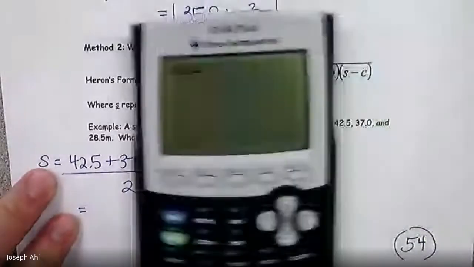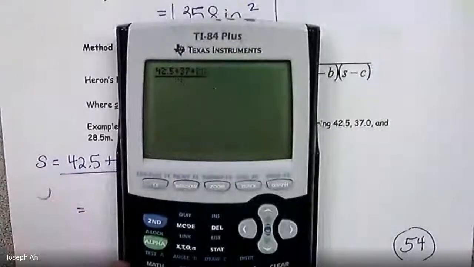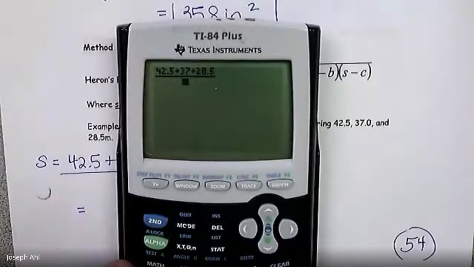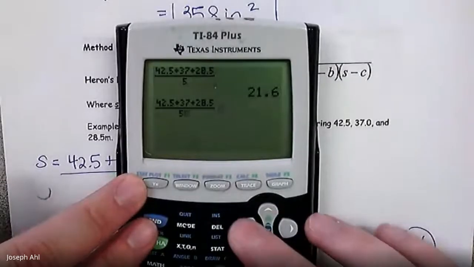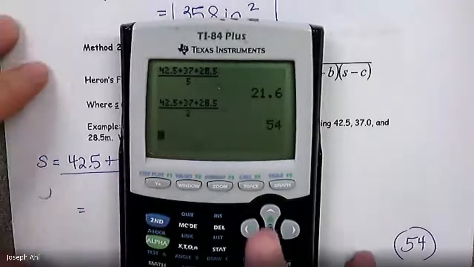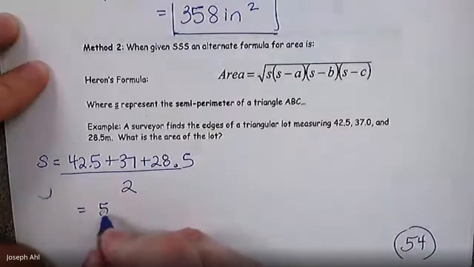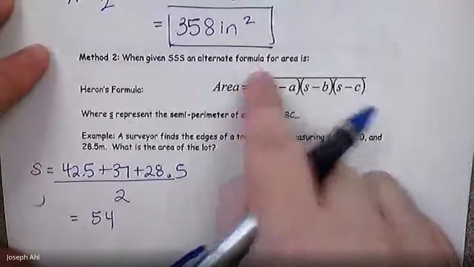42.5 plus 37 plus 28.5, and then divide that by 2. Oops, nope, not by 5. Hang on, let's try that again. Okay, it is 54. So once you have the semi-perimeter, now we're just going to plug it into this formula.